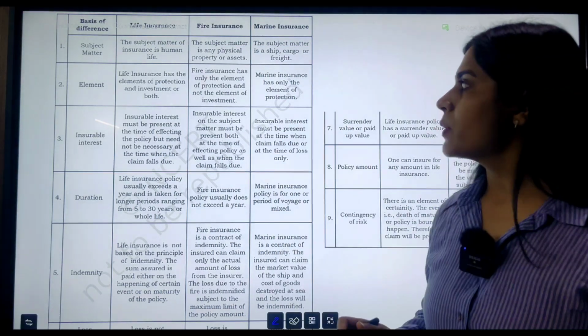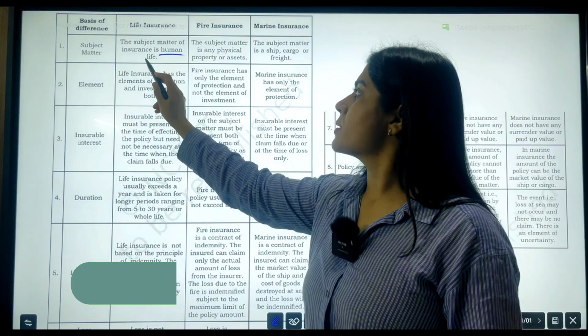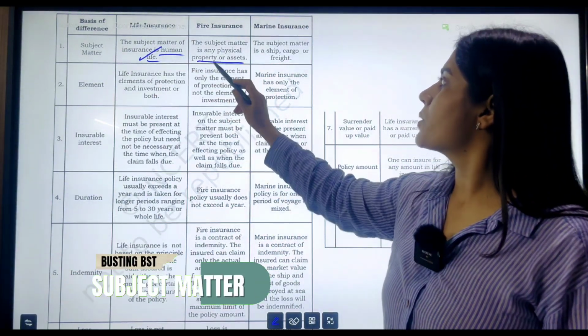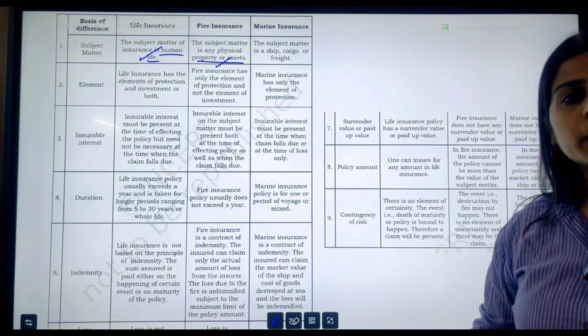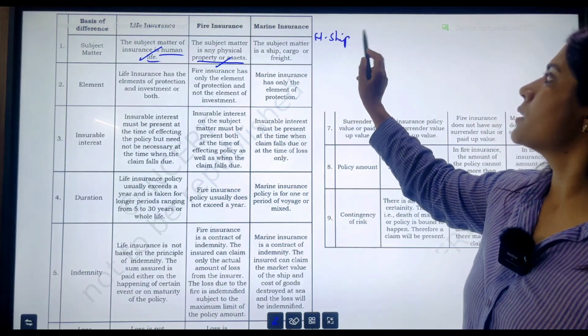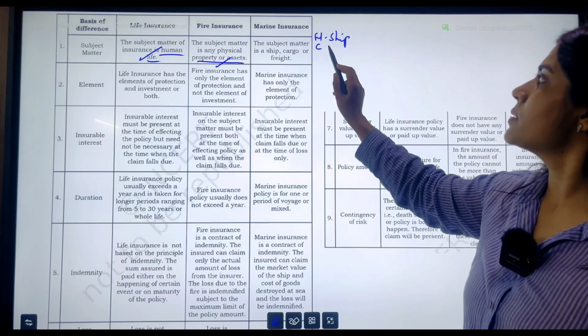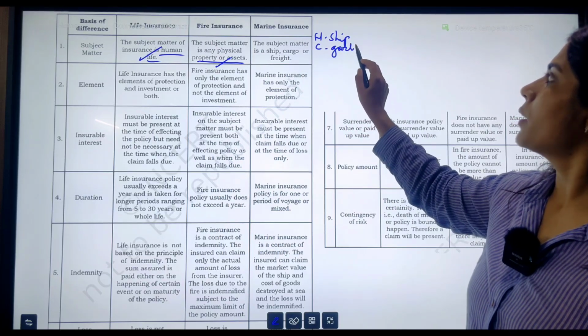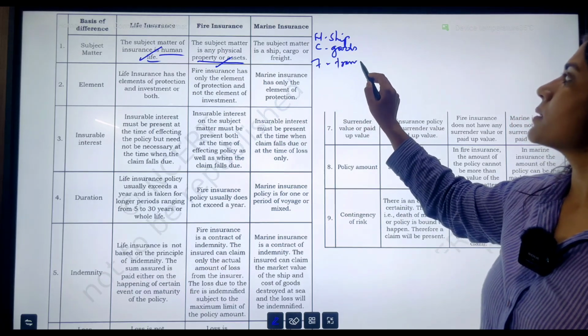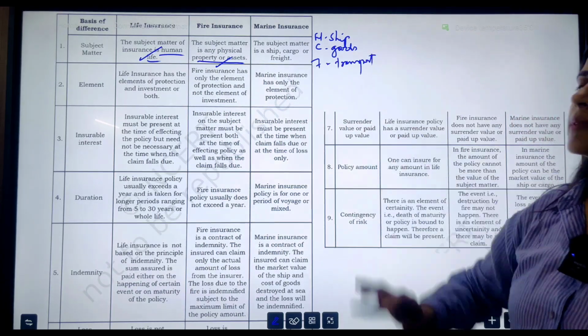So when we say life insurance, the human life is the subject matter of the insurance. In fire insurance, it's either the physical property or asset. However, in case of marine insurance, as we talked, it can be hull insurance, which means insurance relating to the ship, or cargo insurance, the goods in the ship, or it can be freight insurance, that is transport expenses as far as shipment is concerned.